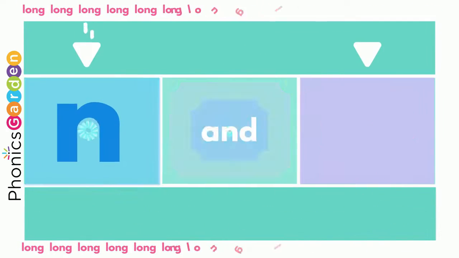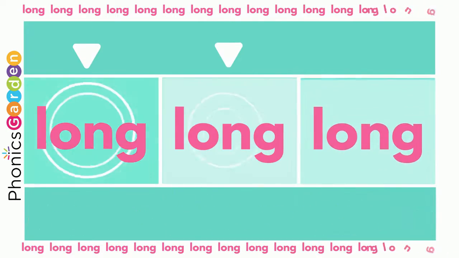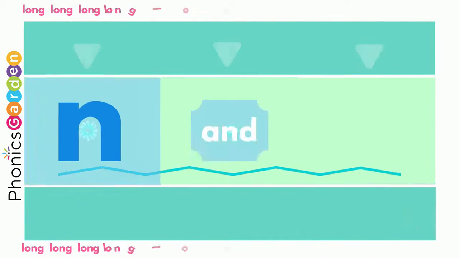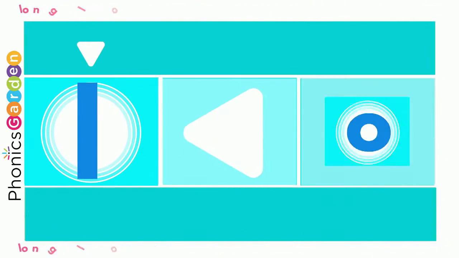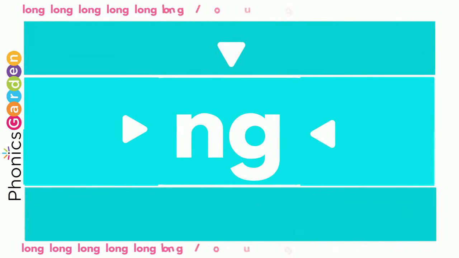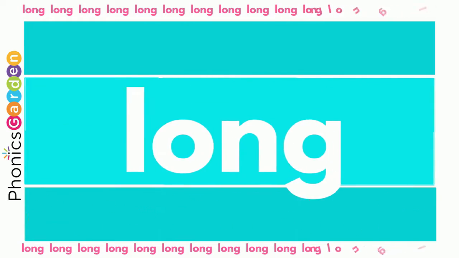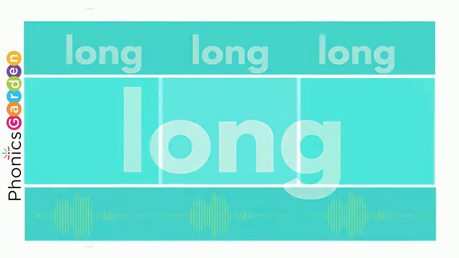L and O, N and G, long, long, long. Use an L, use an O, end it with NG. Now you've made the new word long for me.